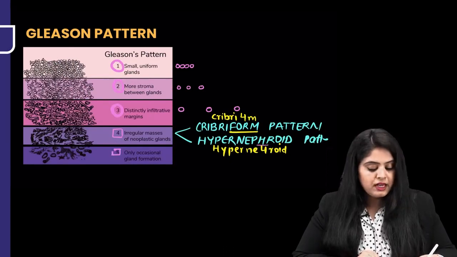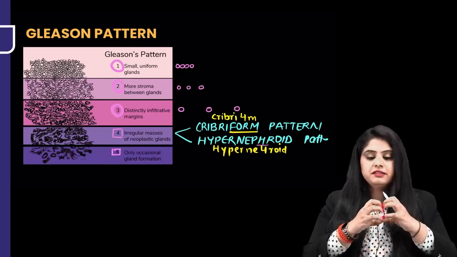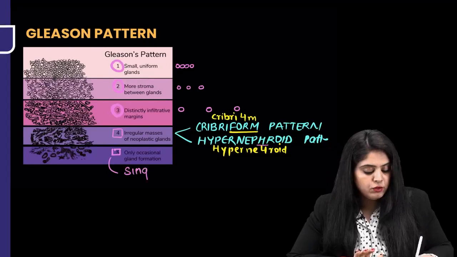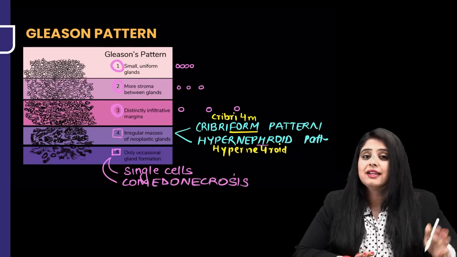Coming to the 5th and the last one. Until now you were seeing round glands. Now you will see separate cells. In pattern number 5, you will see single cells or you will see death, means comedo necrosis. Necrosis means death, and it's very bad. That's why I've kept it at the end.